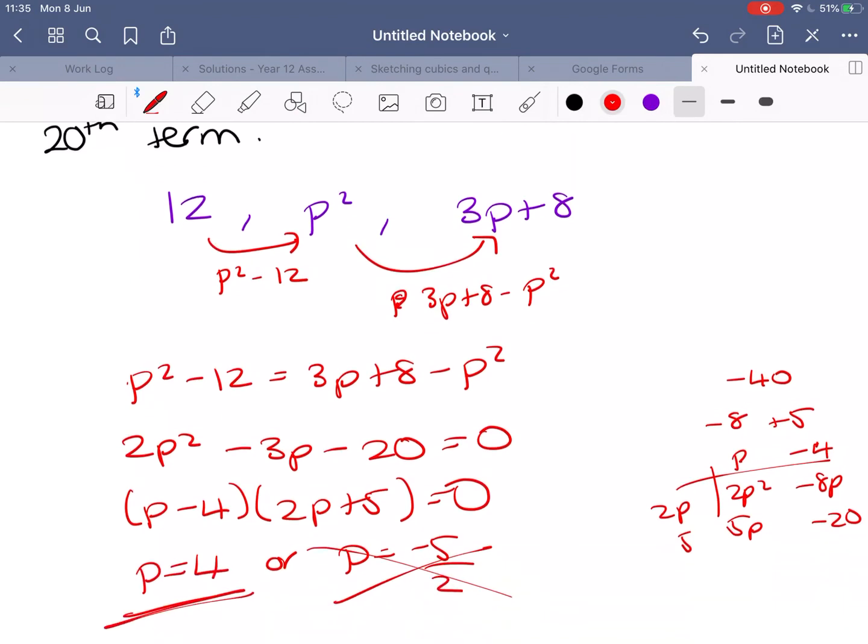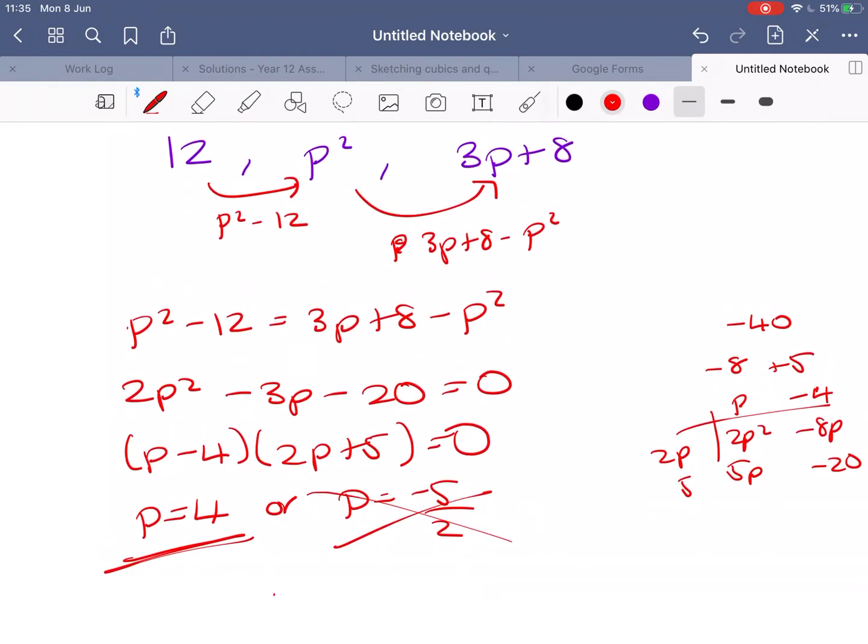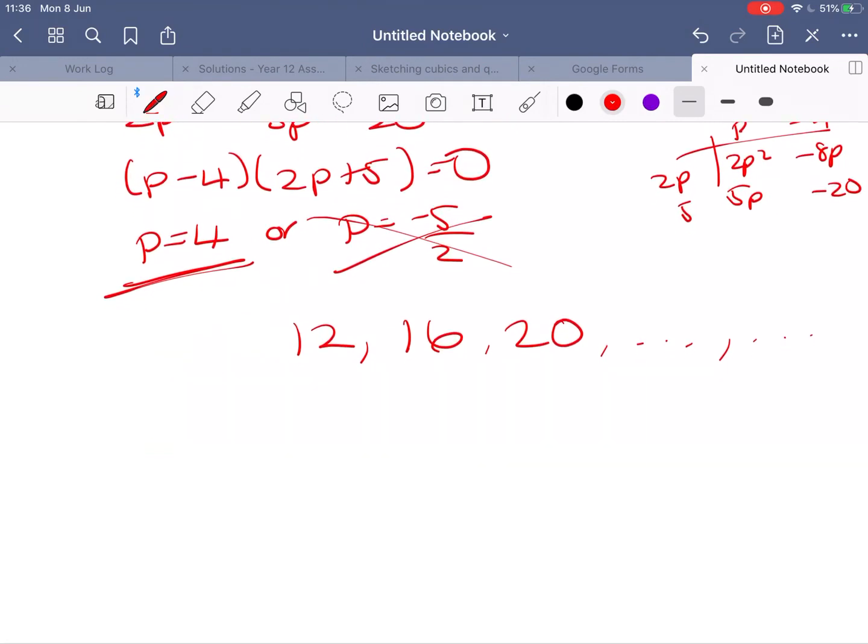Find the first three terms of the sequence. So it's going to be 4. Sorry, it's not going to be 4. It's going to be 12. P squared, which is 16. And 3p plus 8, which is 20. So that becomes my sequence. So my A is 12. My common difference is 4.